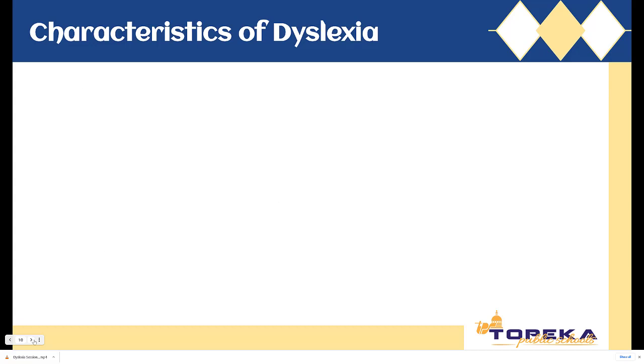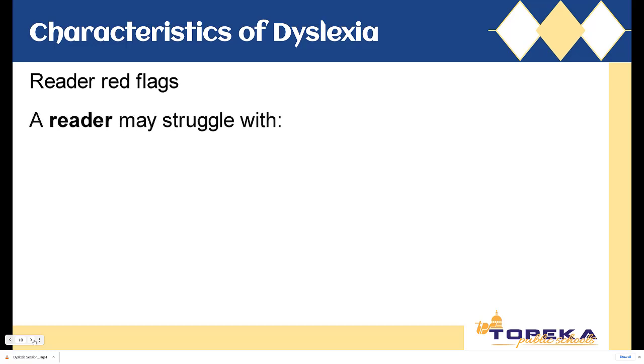When we move to students who are readers, here are some red flags that you might see with students who are reading. A reader may struggle with decoding words. This simply means when a student comes to a word he or she does not know, can they sound it out? If they're struggling, the answer is no. They cannot decode the word characteristic, for example, or the word struggle to tell you what that word is.